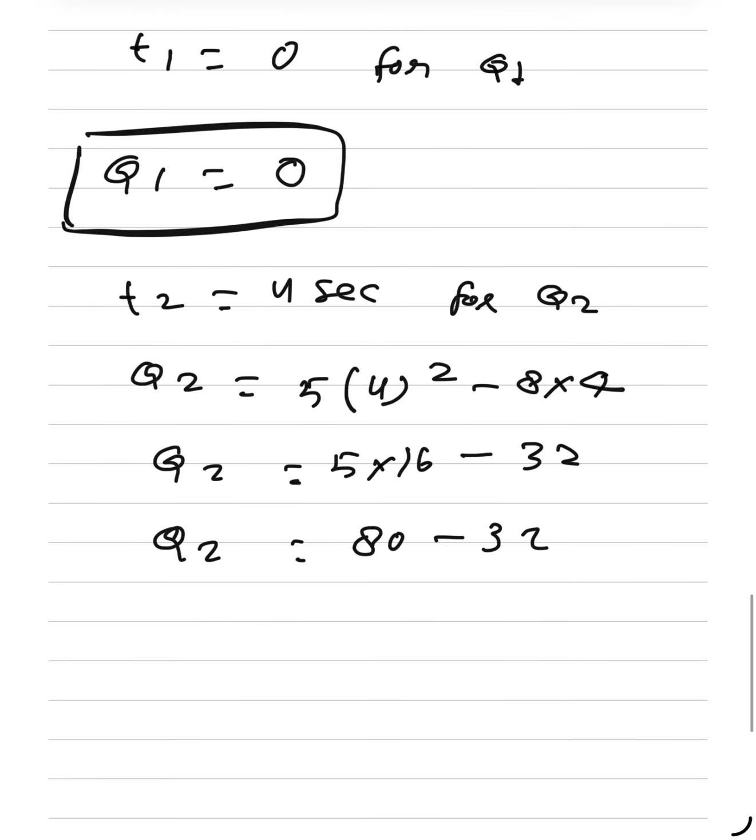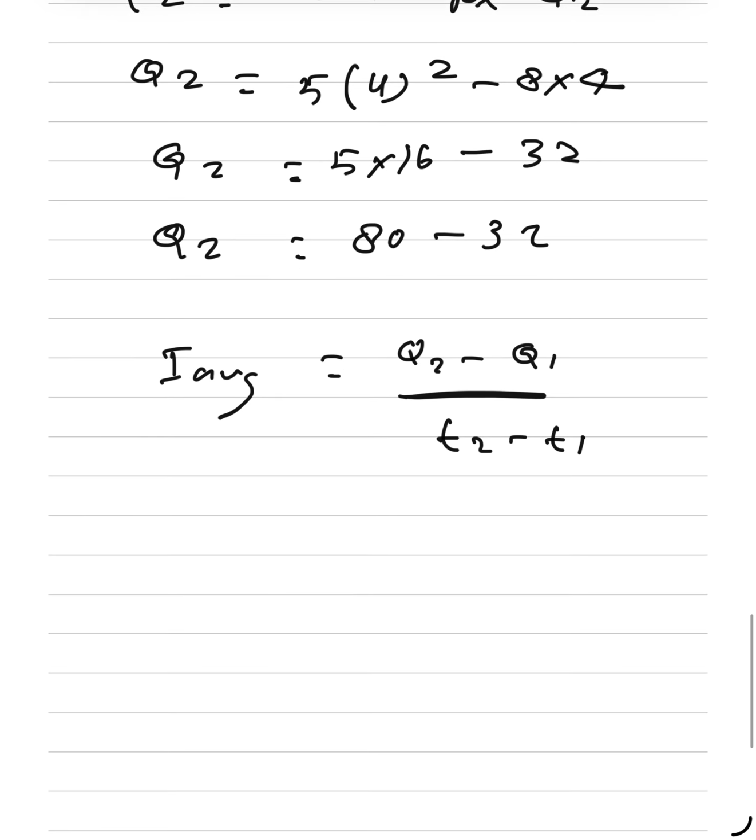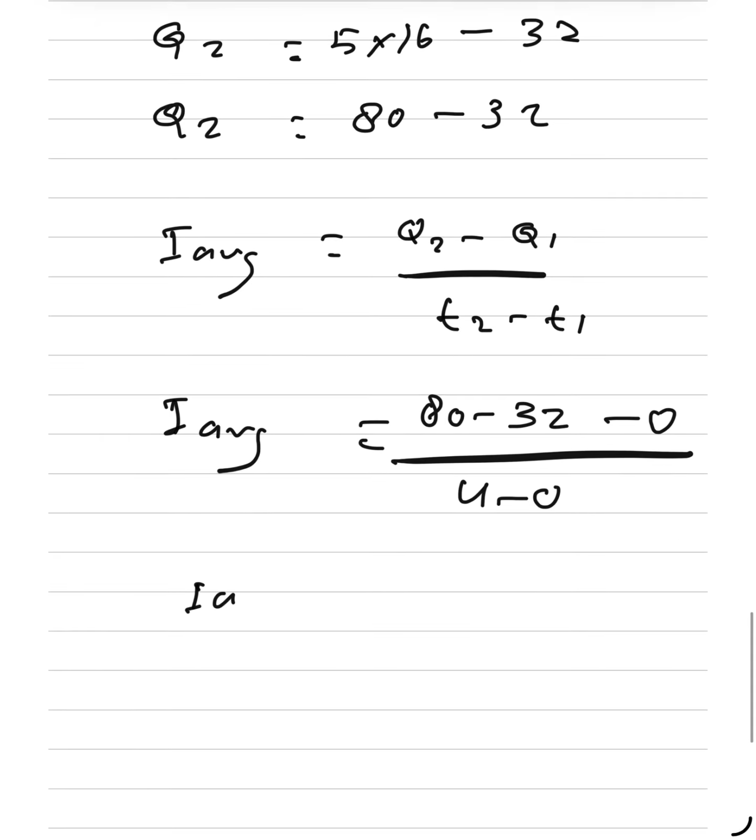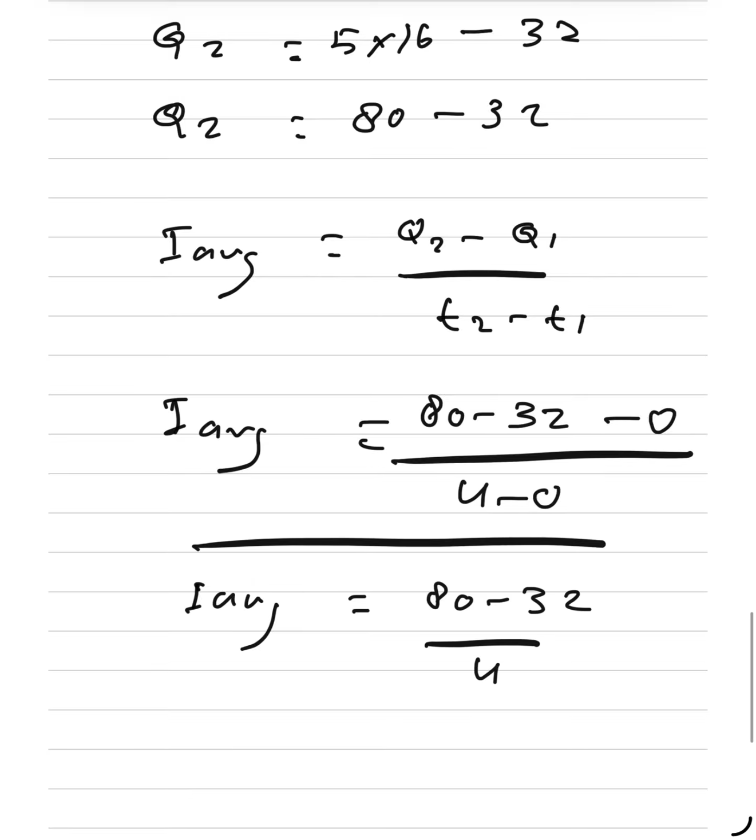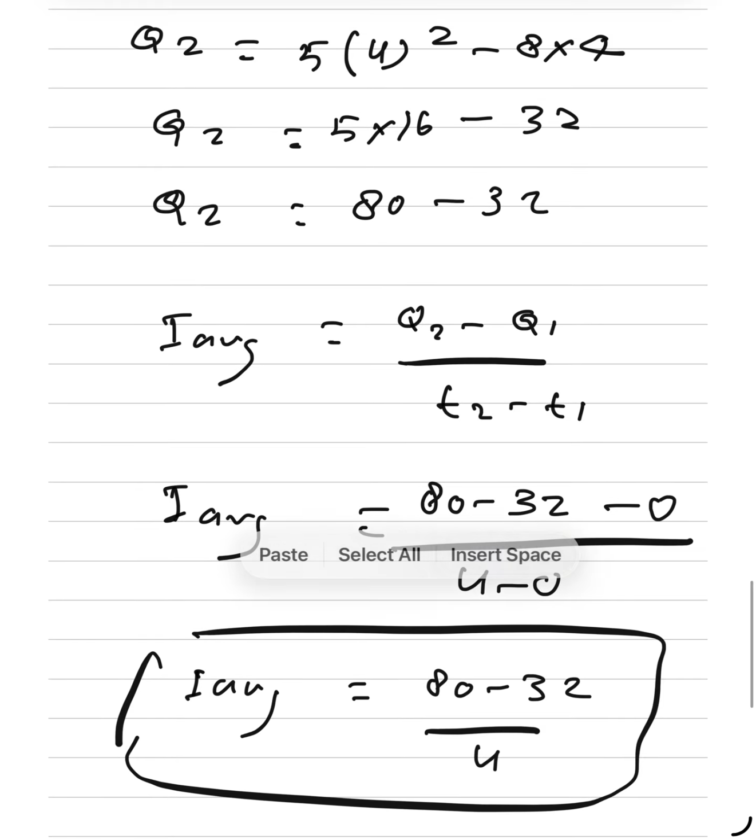This is the value of Q2, and for the average value of the electric current, I average means Q2 minus Q1 divided by T2 minus T1, right. Put the values here, I average equal to 80 minus 32 minus 0 divided by 4 minus 0, and I average equal to 80 minus 32 divided by 4. This is the average value of electric current.